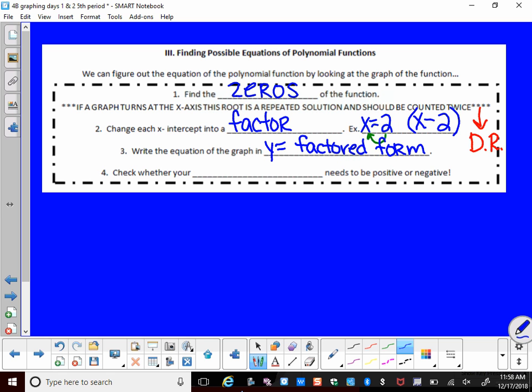Alright, you want to check whether your equation needs to be positive or negative. That's my last step.